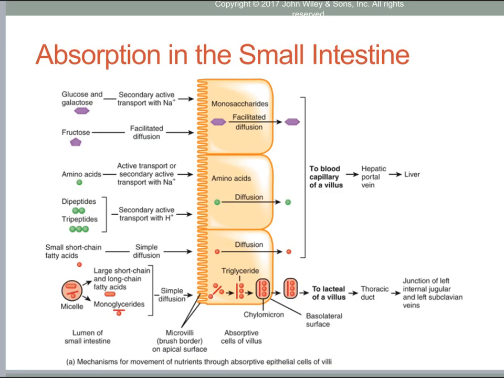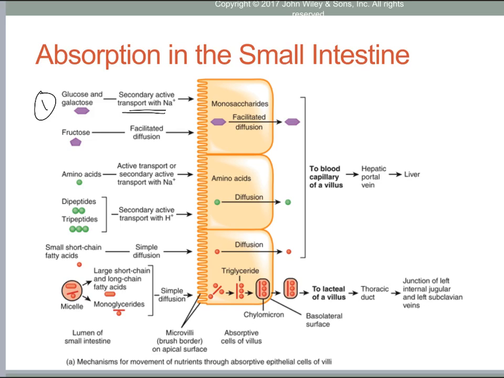Absorption in the small intestine. So exactly how are all these sugars, these amino acids, these peptides, these fatty acids making their way into the cells? So we first look at glucose and galactose. What's happening here? We're going to take glucose and galactose and use secondary active transport, so ATP derived, to bring it in with sodium into the cell.